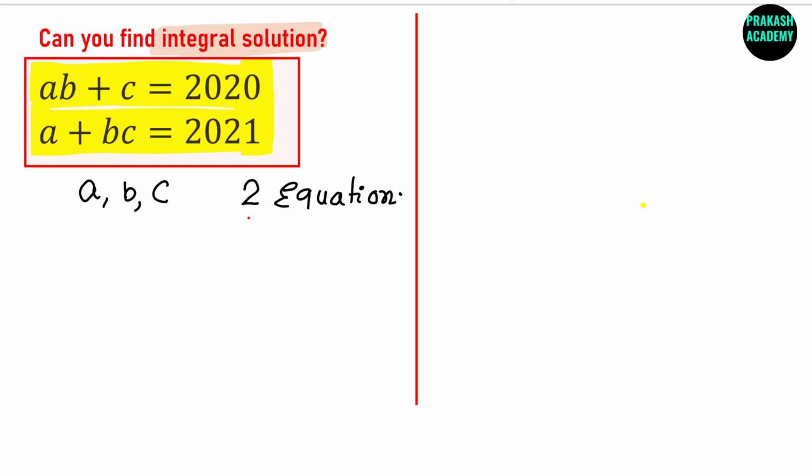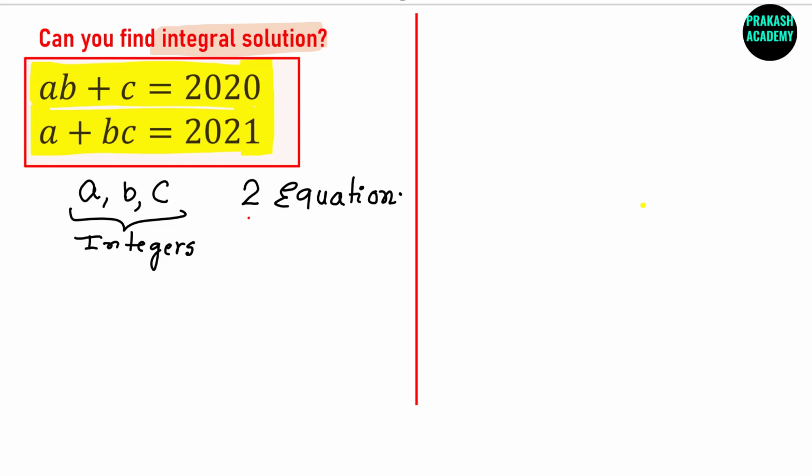So the constraint is A, B, C are integers, and that will be useful in finding the solution. We have three unknowns, two equations, but we have one extra condition, the constraint that the solution has to be integers. A, B, C are integers. And that's why we can solve this system of equations and find the values of A, B, C.